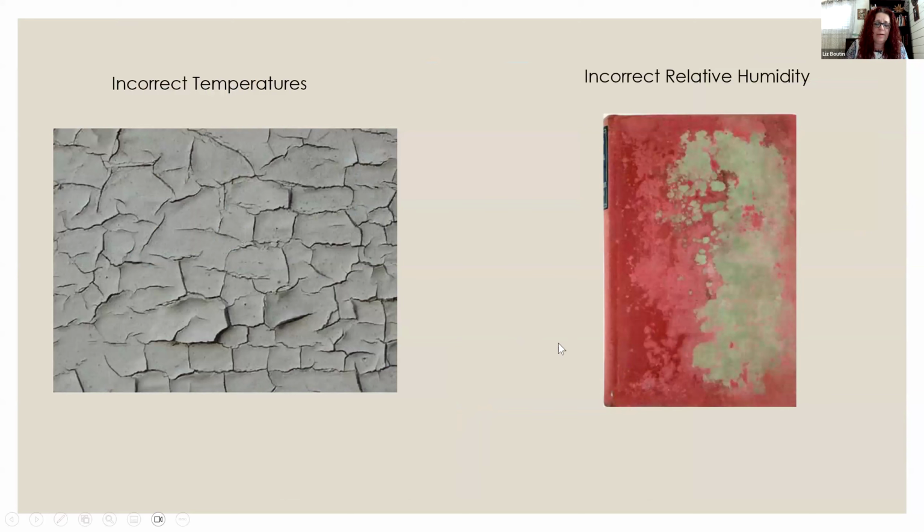Incorrect temperatures can do some damage to artwork. This is an example of a painting with some cracks through the paint. Incorrect relative humidity can cause issues for your collections. This is mold being shown on a book.